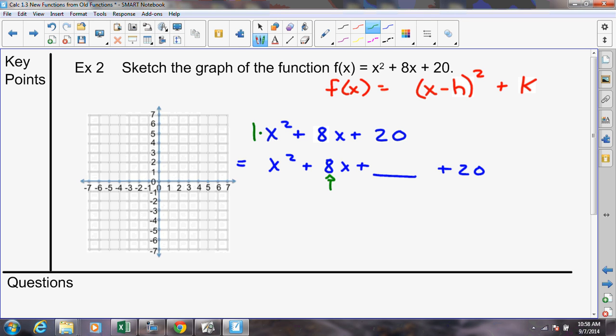We can take 8, cut it in half. What do you get? That's a 4. After you get the 4, square it. 4 times 4 is 16. That's the number that needs to go here. But of course, that's a problem because we've just added a plus 16, and where in the world did it come from? We've just changed it.